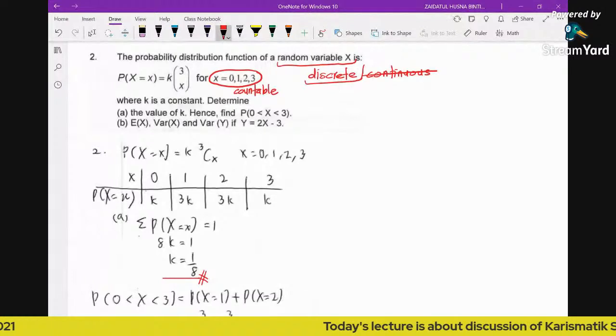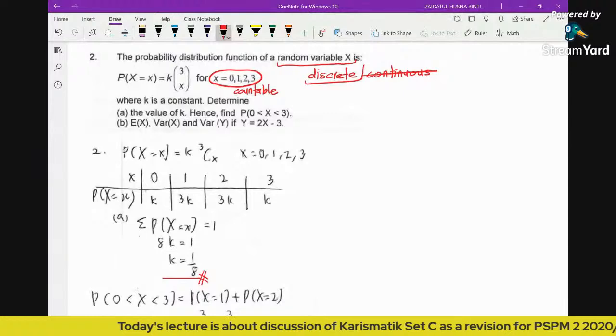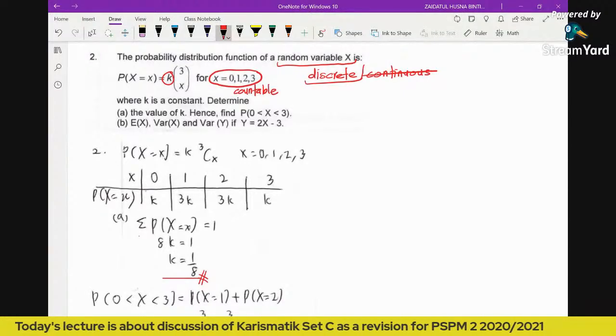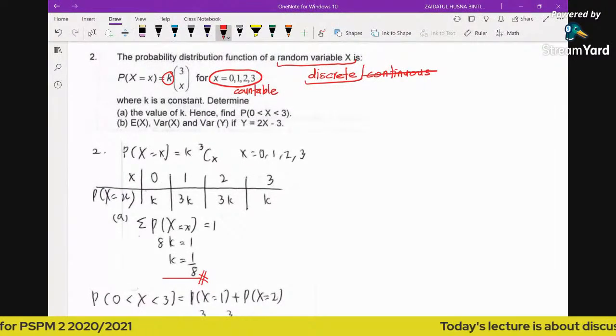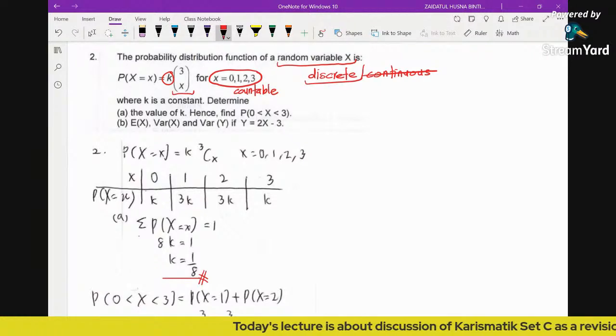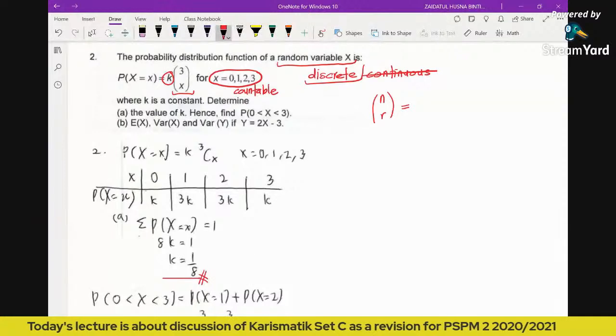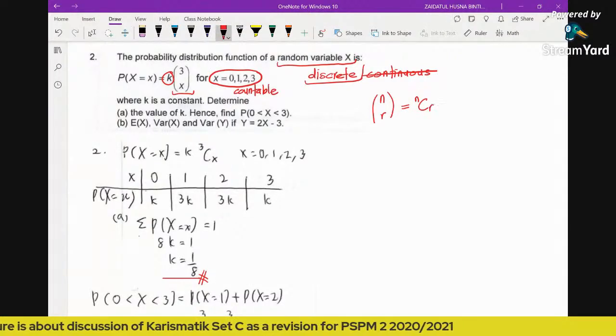Okay, so we are given this function: the probability of X equals x is equal to k multiplied by 3 choose x. What is this bracket? This is not a matrix. Even though it looks like one, it actually represents the binomial coefficient, where nCr is written like this. So you don't really have to worry.